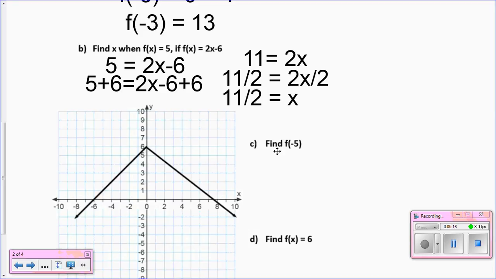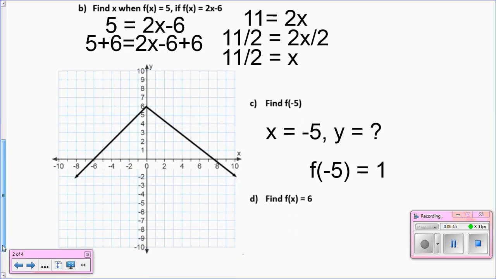Okay? Sometimes you're going to have to work from a graph as well. So f of -5, that means your x value is -5. They're asking what is y when your x value is -5. So here's where my x value is -5. On the line that was drawn, that's the point where x is -5. The y is 1. So when x is -5, y is 1.